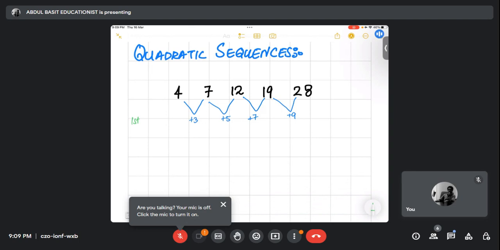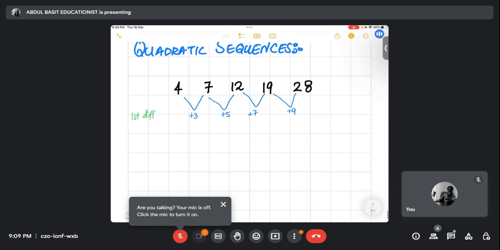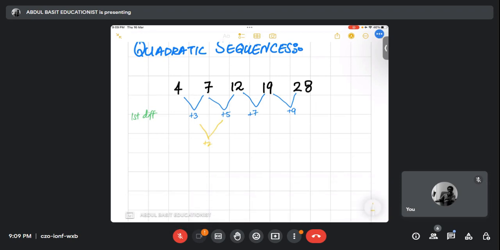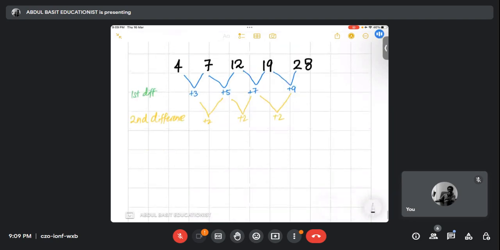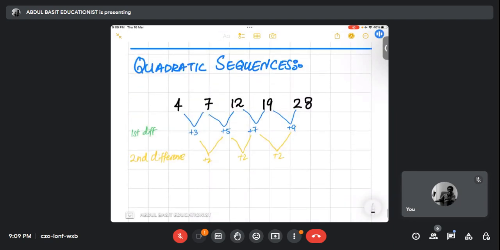If the first difference is not the same, it means that I have to move towards the second difference. So the second difference is plus 2, plus 2, and this is also plus 2. In quadratic sequences, the second difference is the same. Now you can see that it's a quadratic sequence.